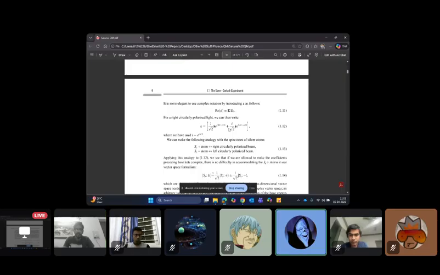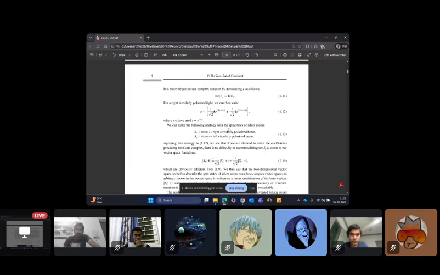It is more elegant to use complex notation by introducing epsilon as follows: real epsilon equals E over E naught. For a right circularly polarized light, we can write epsilon equals this expression, where we've used i equals e to the i pi divided by 2. We can make the following analogy with the spin states of silver atoms. Applying this analogy to 1.12, we see that if we are allowed to make the coefficients preceding the base kets complex, there is no difficulty in accommodating the y direction atoms in our vector space formalism.